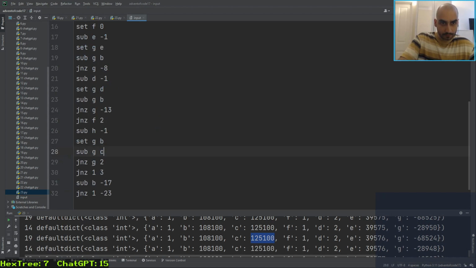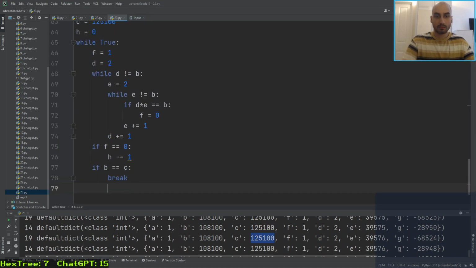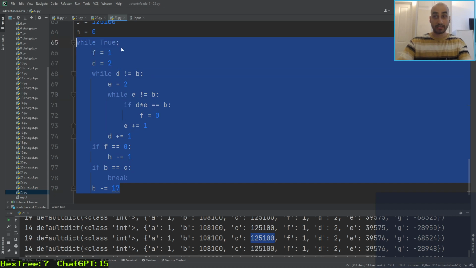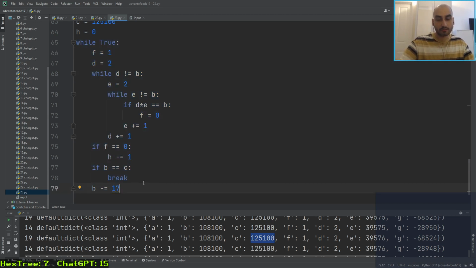And then what? B minus equals 17. Okay. And that's it. That is the code right there. All right, now I can actually look at it and see what's happening. Okay, that's crazy. If B equals C, break, B minus equals 17.